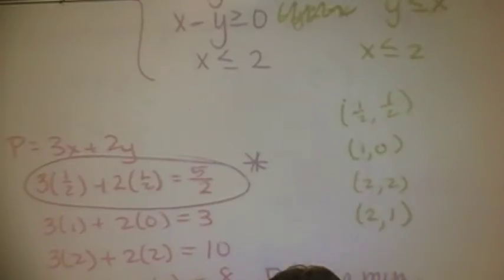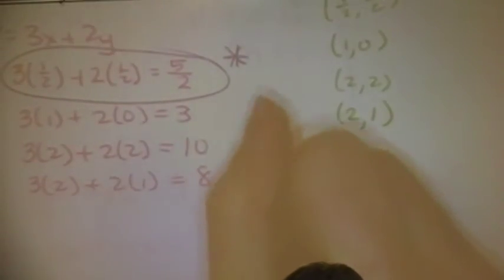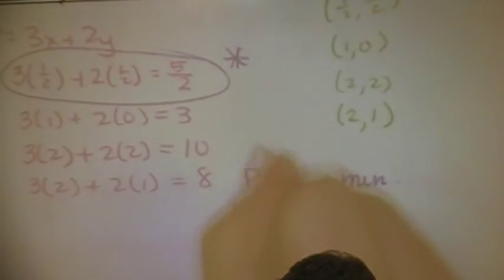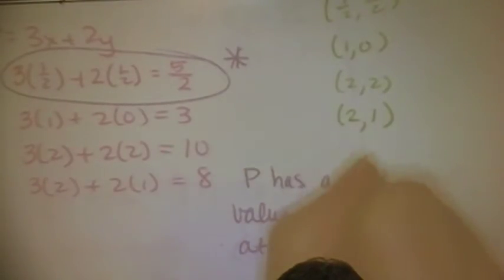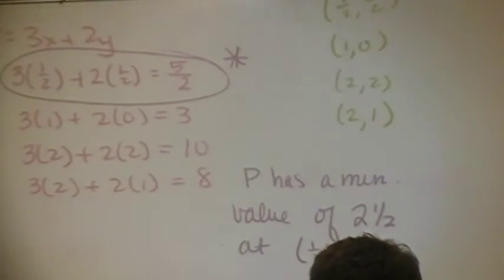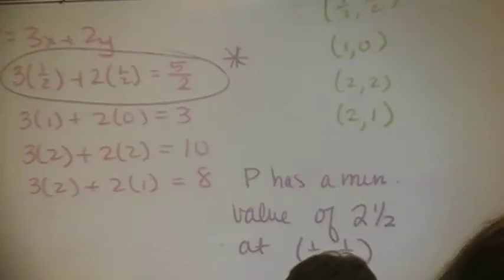So this time P has a minimum value of 2.5, at the ordered pair (1, 1/2). That's what it is.